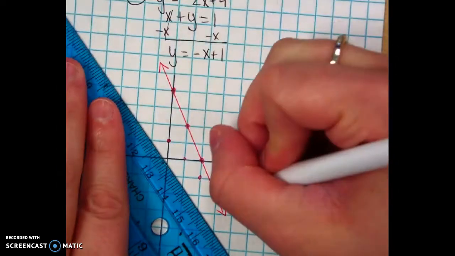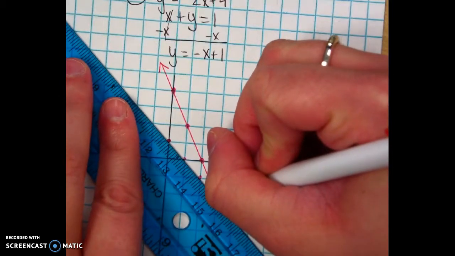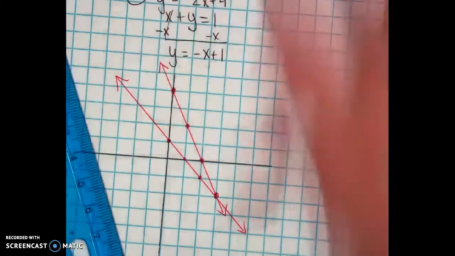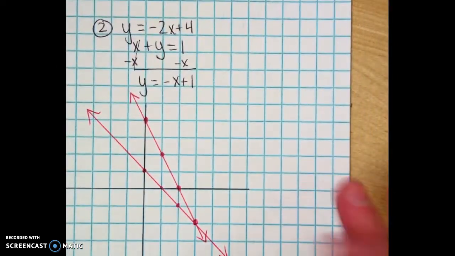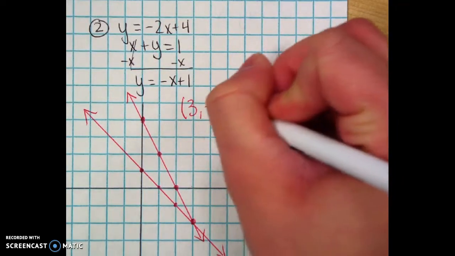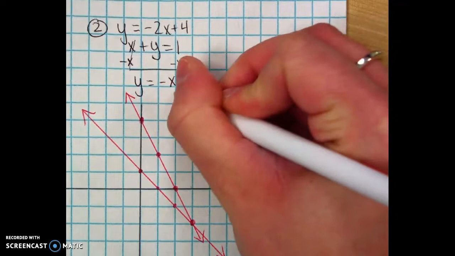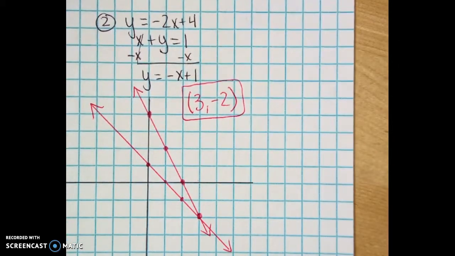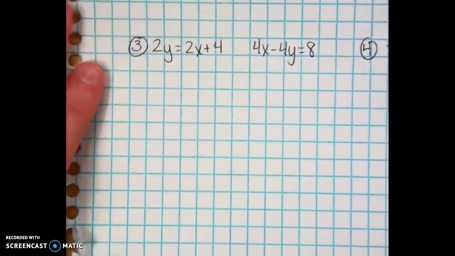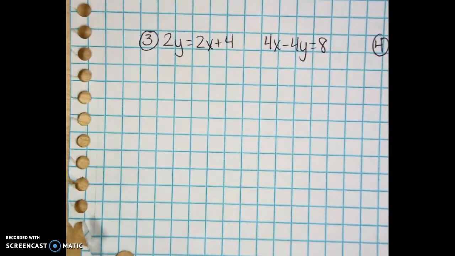So I just make enough dots until they intersect. Okay, so the answer for this one would be 1, 2, 3, negative 2. And that's that. Okay, let's look at number 3. For this one, I wrote them next to each other because you do have to do work for both of them to put them in a slope-intercept form. So you can go ahead and do that, and then you can graph it.